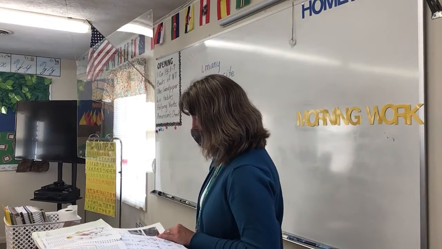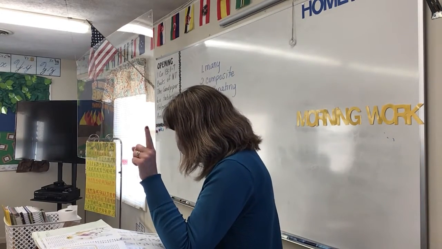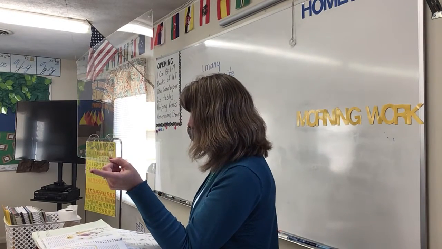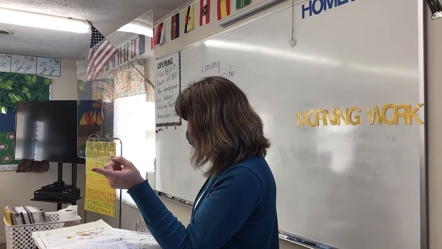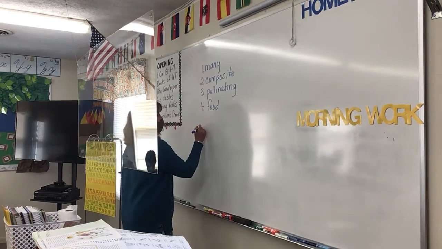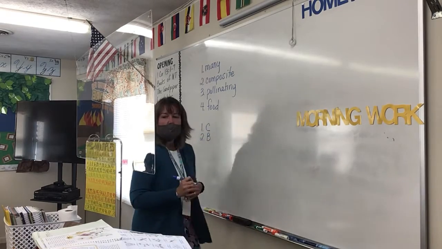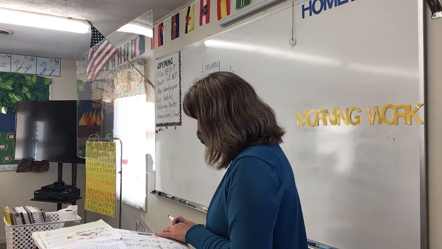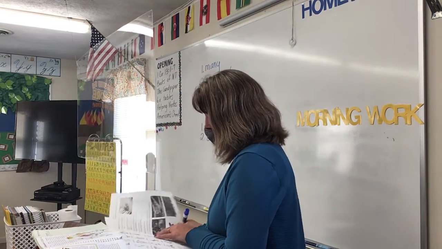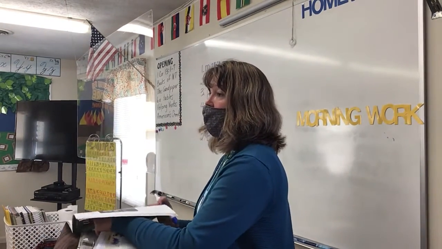And number 2, which seed? Let me read it first. Which seed would be most likely to hitch a ride on an animal's fur? B. Now say it. B. Okay, so B. That seed has little hooks on it that would hook onto an animal's fur. Alright, turn the page.